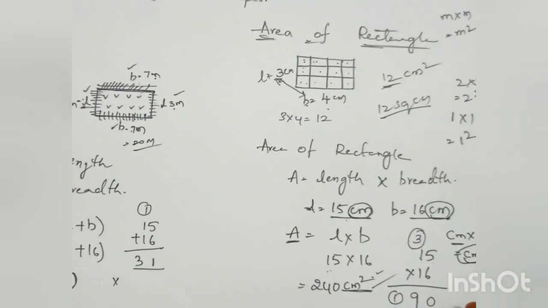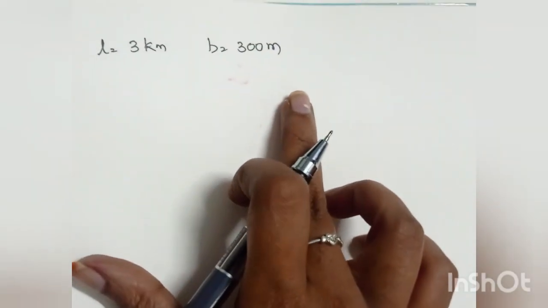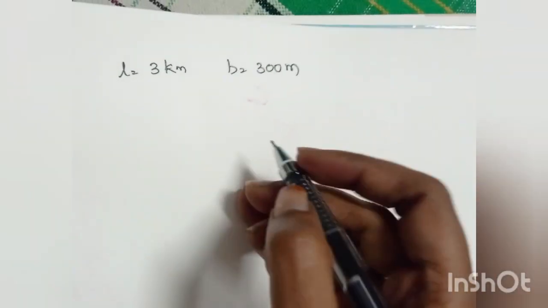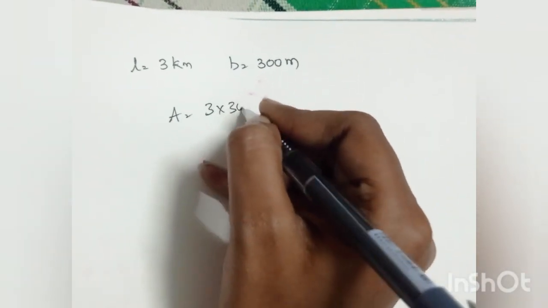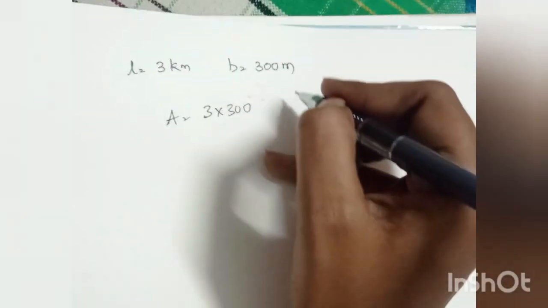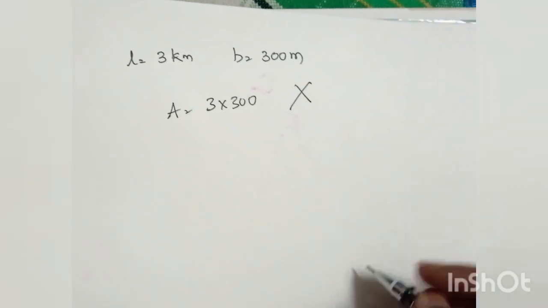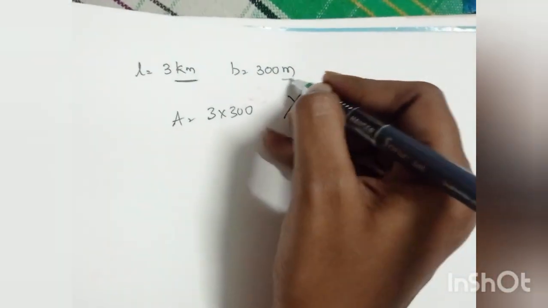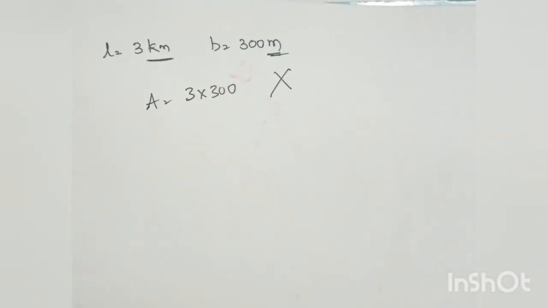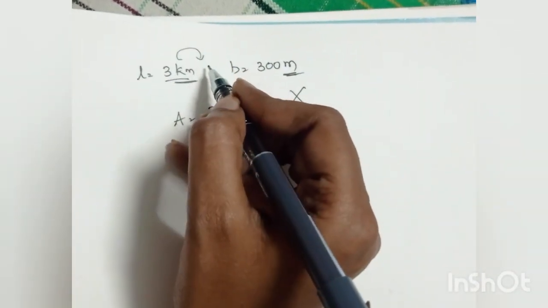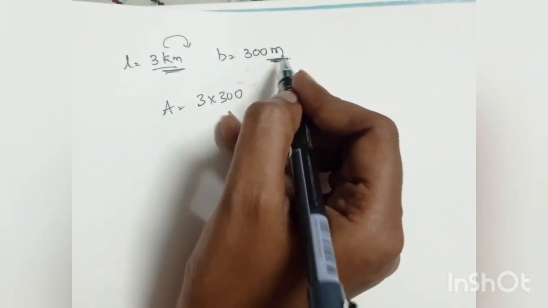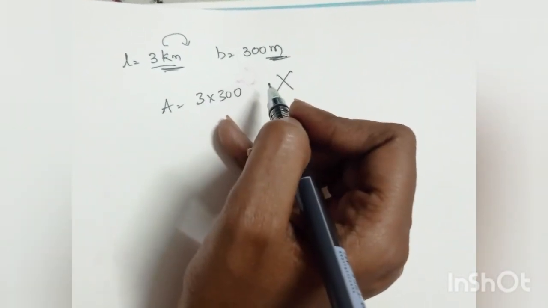Right? Suppose the length is 3 kilometers and the breadth is 300 meters. Can we find the area by multiplying 3 into 300? No, it's obviously wrong. Why? Because here the unit is kilometer and here the unit is meter. We shouldn't do it. We have to convert either kilometer to meter or meter to kilometer. We should keep both units the same to do the problem. Keep this in your mind.